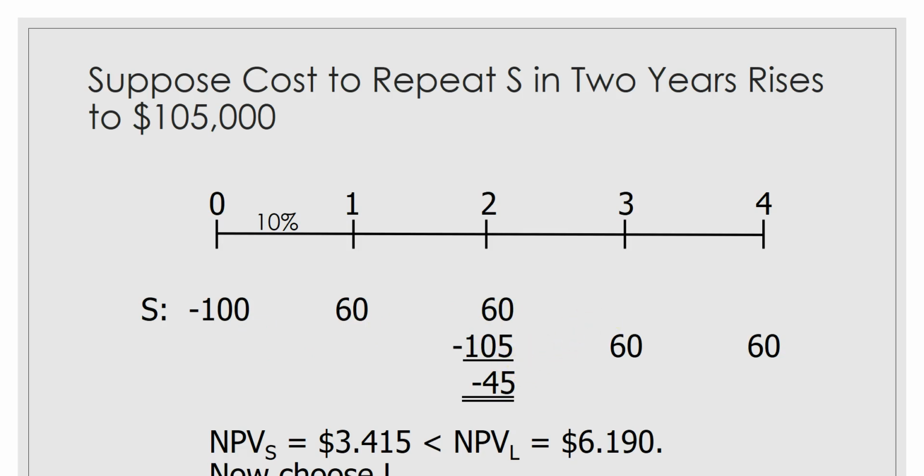Calculate the cash flows from the resulting calculations and use that to calculate net present value. And we get a net present value of 3.415. Now we see that project large is actually better because it has a higher net present value than project short. So it depends upon the cost of reinvestment.